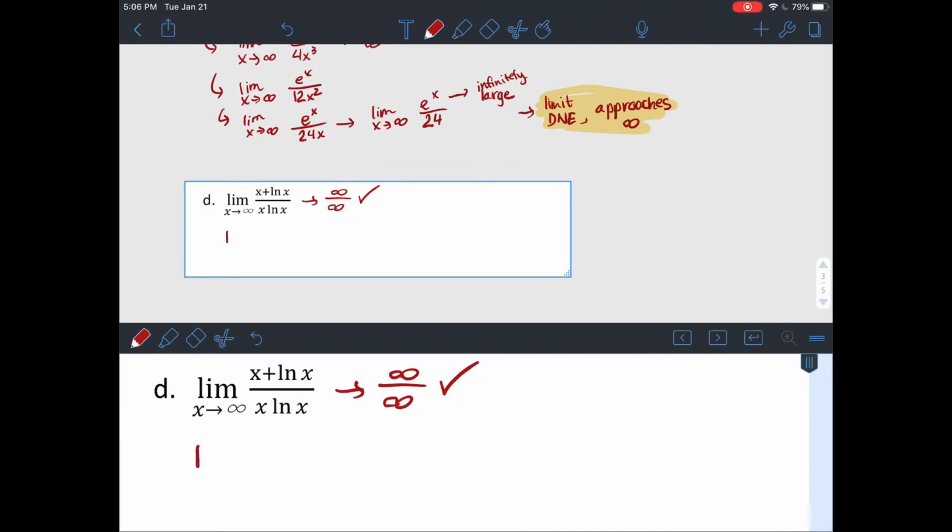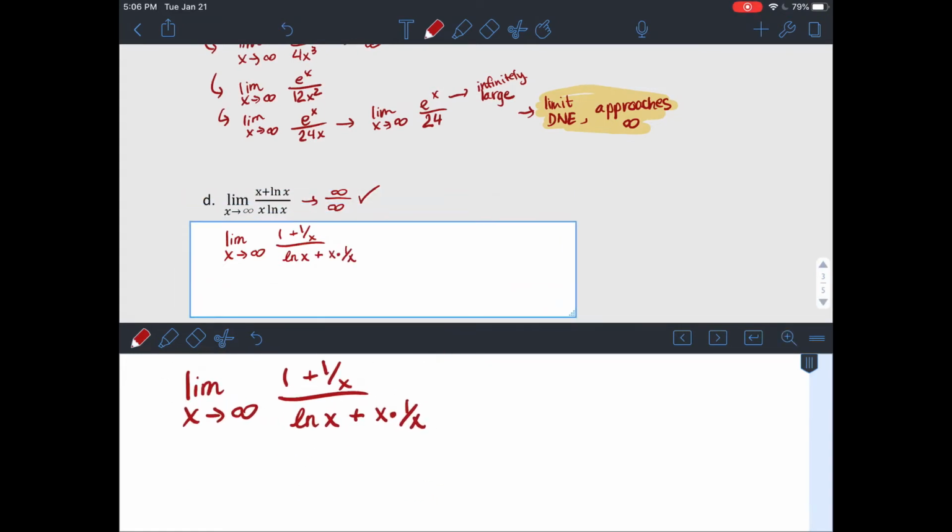If you take its derivative, you'll have 1 plus 1 over x over natural log of x plus, it ends up being 1, because you have to use product rule in the denominator. And then thinking about as x approaches infinity, what's going to go to 0 there? What are you going to end up with? So you're going to have that term that's 1 over x. That's going to go to 0 as x approaches infinity.